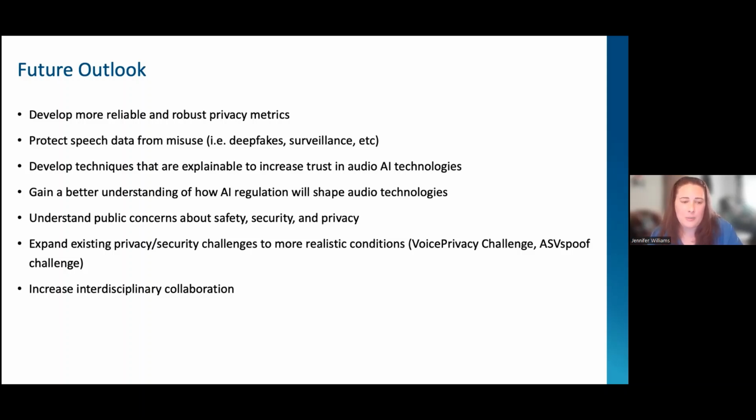Now, this helps the end user. It helps also people like AI regulators and policymakers gaining a better understanding of how AI regulation will shape audio technologies, and understanding public concerns about safety, security, and privacy. I also think it's important to expand the existing efforts in privacy and security to more realistic conditions, which right now is not happening in the speech technology field, and ultimately increase this interdisciplinary collaboration.